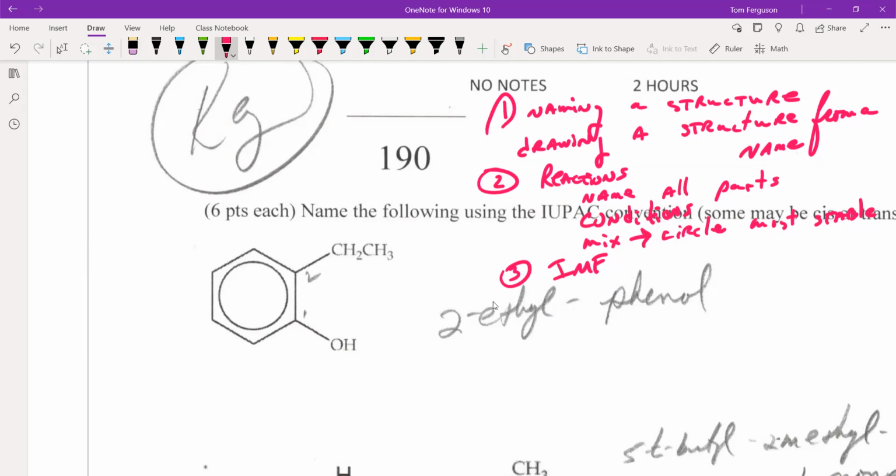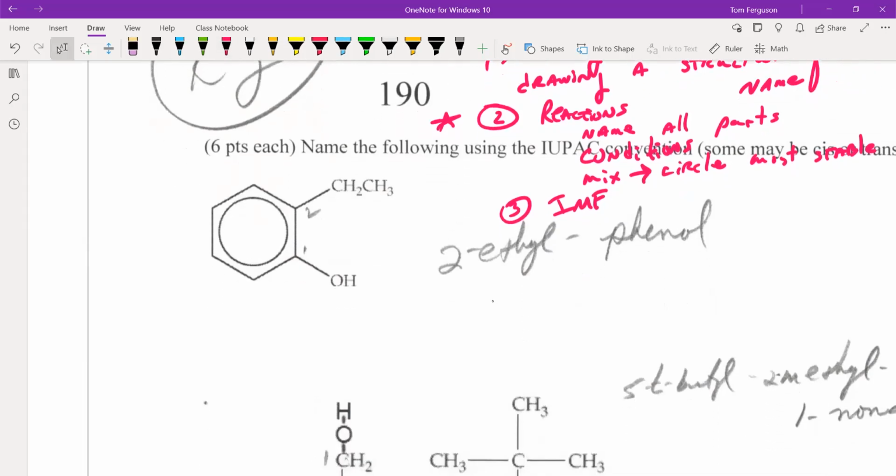This is the one that is the most important part to focus on and review, because that's the part that most people find the most challenging. Okay, so here I have a structure. You get to name it.